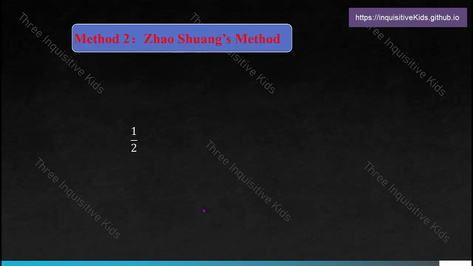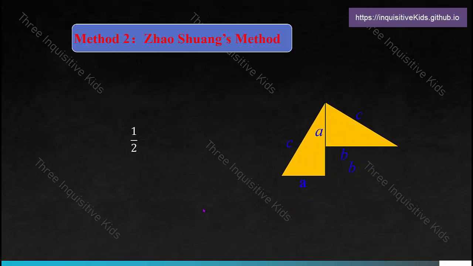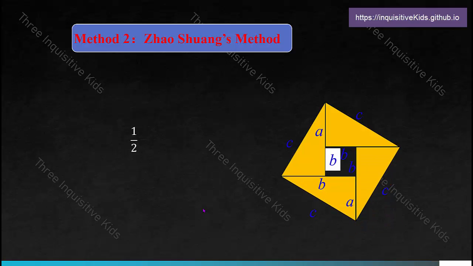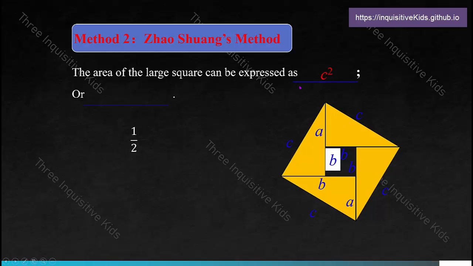Now this is Zhao Shuang's method. He was a Chinese mathematician. So here is what he did. He placed them like this, and let's learn about how he did it. So the area of this square right here, the large square, can be expressed as, so this orange square right here is c squared, or 1/2, which is 4 times 1/2 ab, plus the difference of b and a squared.